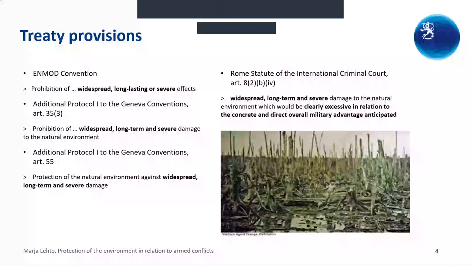And obviously, even though these provisions set a very high threshold, they do have value in that the high threshold is an absolute limit to the environmental harm caused in conflict. As far as Additional Protocol 1 is concerned, in the Rome Statute rule, it's not absolute because you also have to have the proportionality assessment. The harm, in addition to being widespread, long-term and severe, should be clearly excessive in relation to the military advantage anticipated.